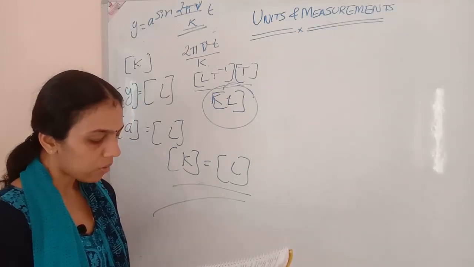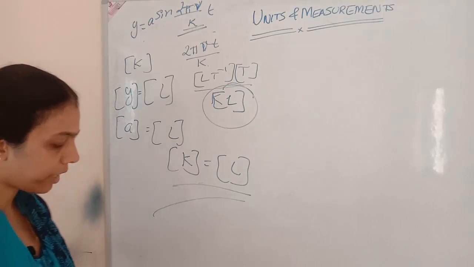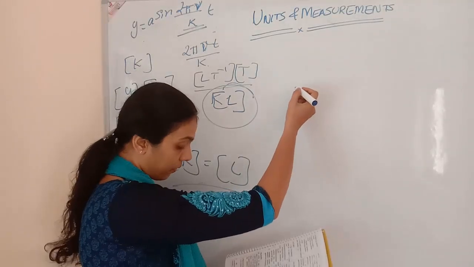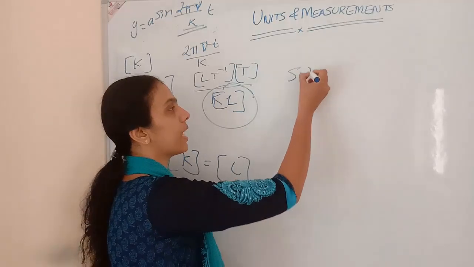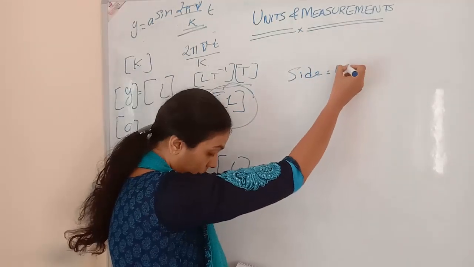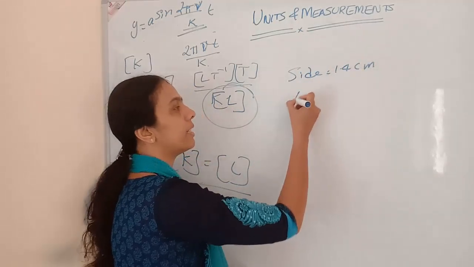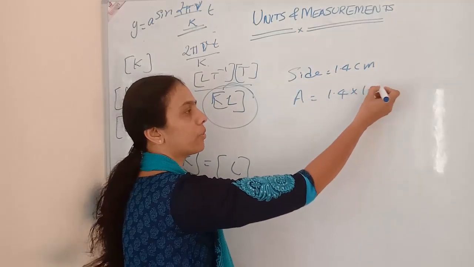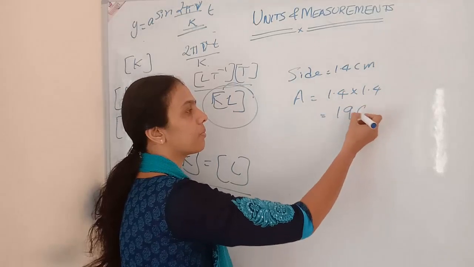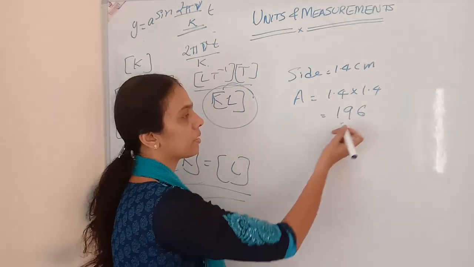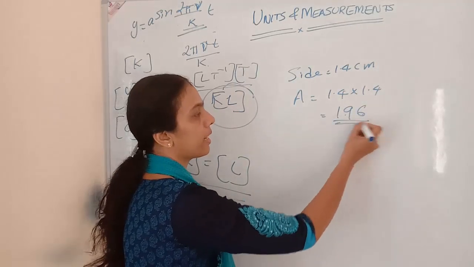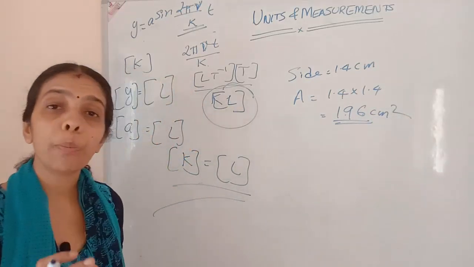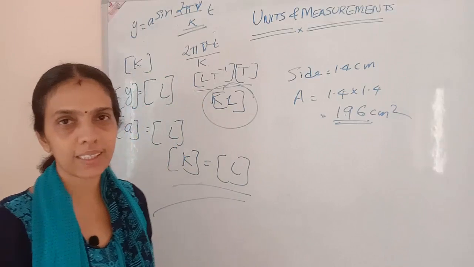what is the area of a square of side 1.4 centimeter in proper significant figures? Side is given as 1.4 centimeter. Then the area of a square will be 1.4 into 1.4. So we will be getting 1.96 centimeter square.